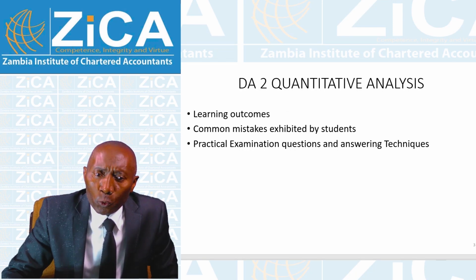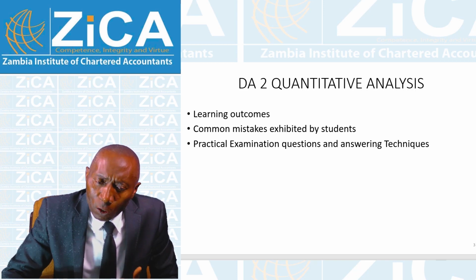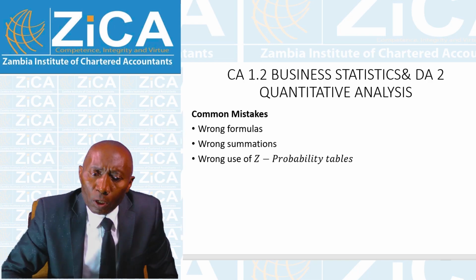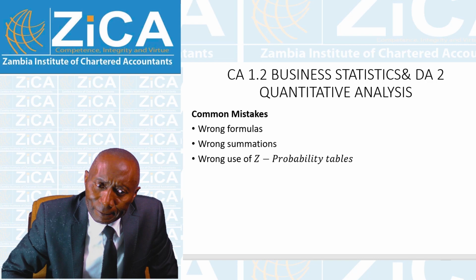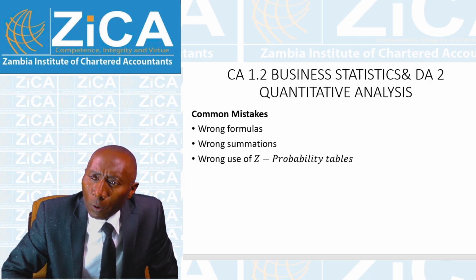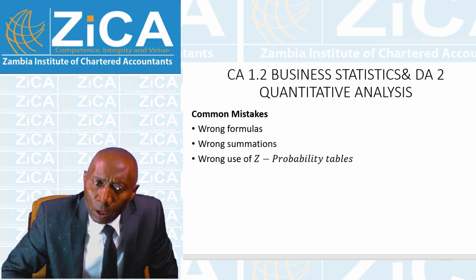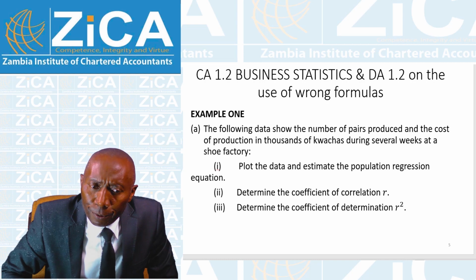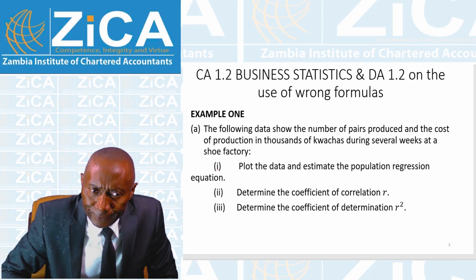In D2 Quantitative Analysis, the most common mistakes students exhibit, which I'll take you through in terms of the practical examination questions and answering techniques, are wrong formulas, wrong summations, and wrong use of the Z-score in terms of using the probability tables. I'll take you through some examples which are typical of the examination questions.